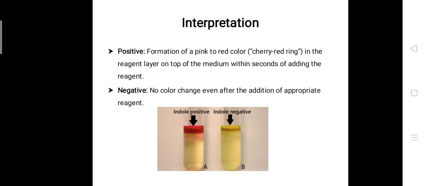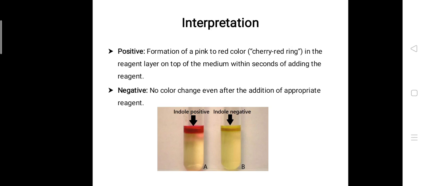Whereas in indole negative, there will be no color change since there is no indole present because there is no tryptophanase to break down tryptophan. So the medium ends up being yellow in color only rather than forming a cherry red ring.